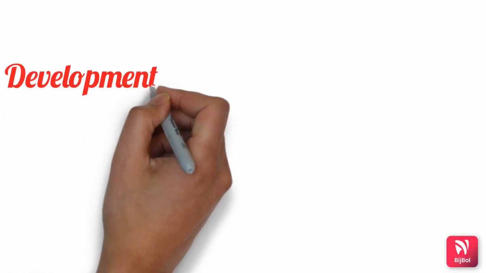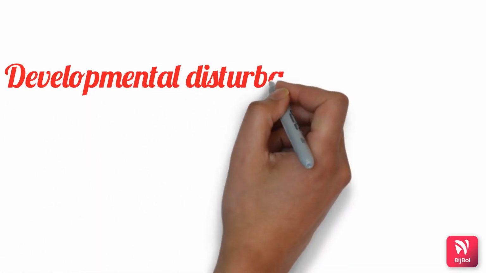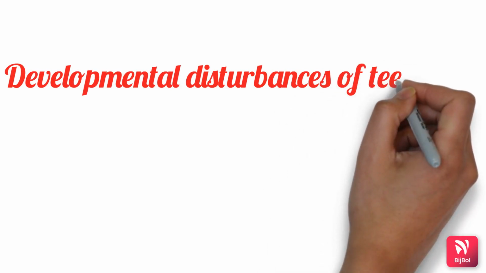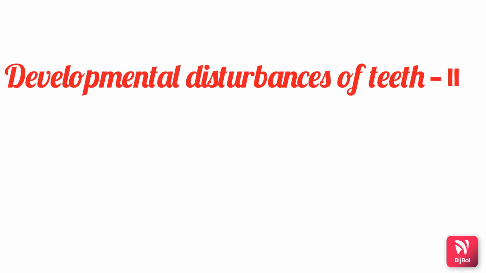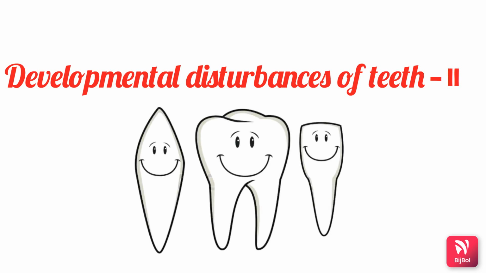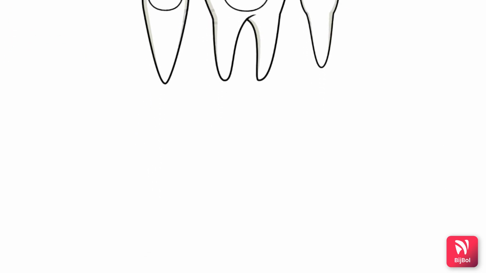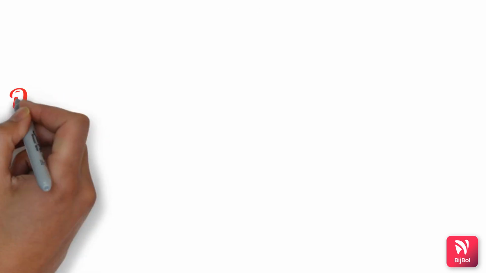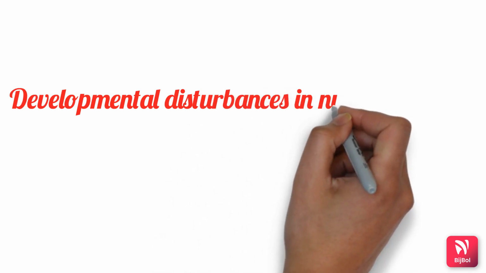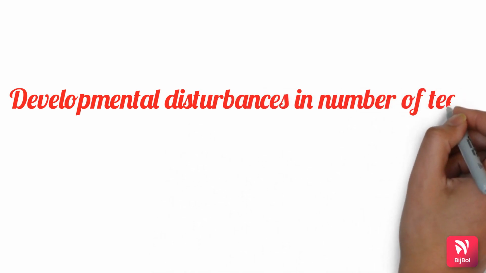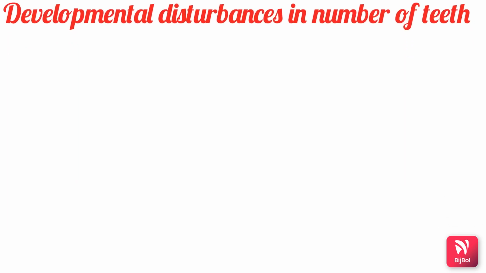The topic of discussion is developmental disturbances of teeth part 2, wherein we are going to discuss developmental disturbances affecting the structure of the teeth as well as the number of the teeth. So going on to the first category, developmental disturbances affecting the number of the teeth, which includes anodontia and supernumerary teeth. First we will see anodontia.